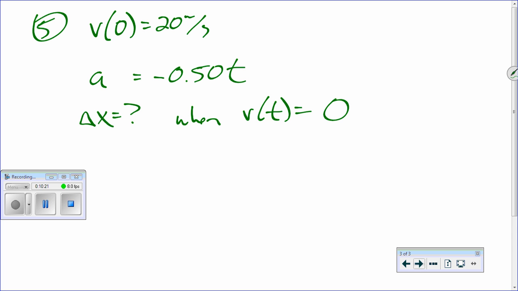This one actually people did pretty well on. The most common issue was just making little mistakes with integrals or not interpreting the plus c correctly.